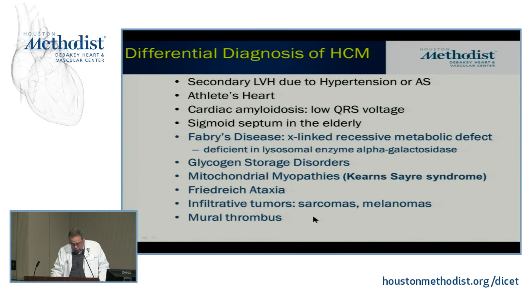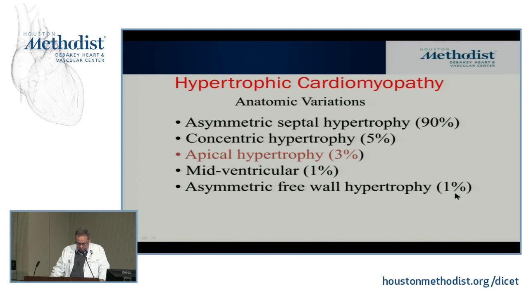And then there are some real rare diseases that at times we may have to think about: Fabry's disease, glycogen storage, mitochondrial myopathies, Friedreich ataxia. These are all diseases that could look like hypertrophic cardiomyopathy. Of course, a tumor can infiltrate the myocardium and at first glance make you think of a hypertrophic cardiomyopathy, and occasionally mural thrombus, although I don't think that's a common problem of differentiation.